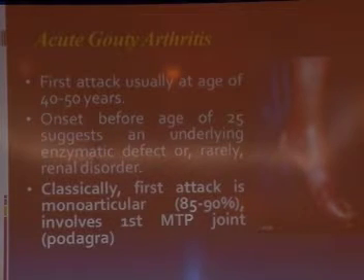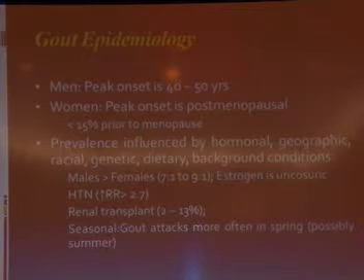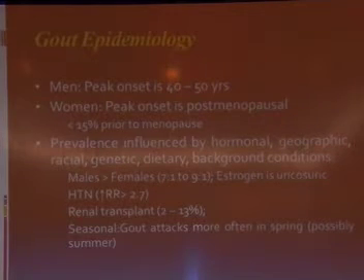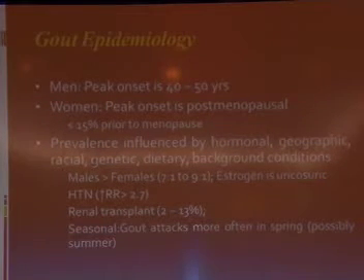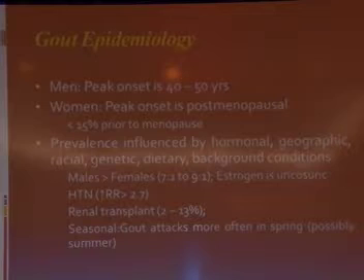Now, acute gouty arthritis: the first attack usually starts at the age of 40 to 50 years. Onset can also be before the age of 25, and classically the first attack is monoarticular and involves the first metatarsophalangeal joint. Regarding epidemiology, the peak onset is 40 to 50 years. In women, peak onset is postmenopausal. Prevalence is influenced by hormonal and geographic conditions. It's more common in hypertensive patients and renal transplant patients, and gout is often more common in spring, especially summer.